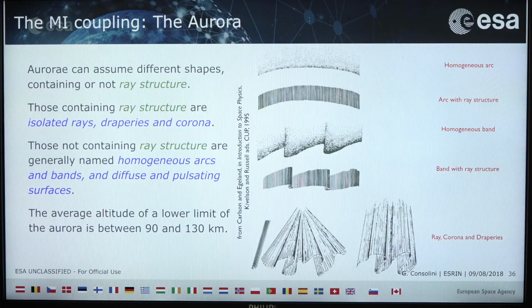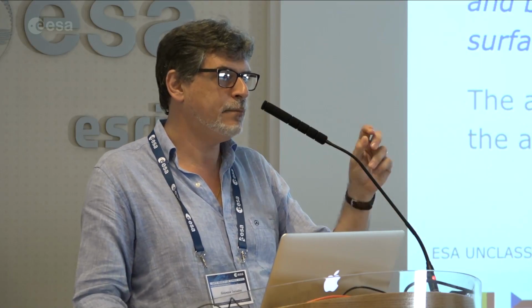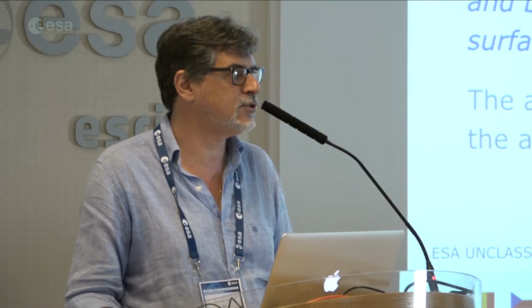We have different shapes for the aurora: the homogeneous arc, the arc with ray structures, the homogeneous band, the band with ray structures, then rays, straight rays, or corona or draperies. All these shapes are related to different filamentations of the currents we have in the high latitude ionosphere. So to study the coupling means to understand the formation of these structures. These are very complex and dynamical structures.